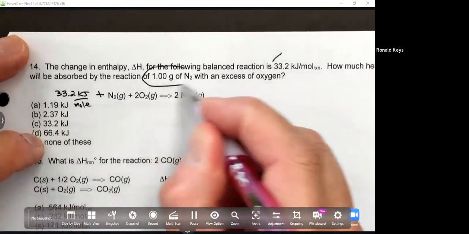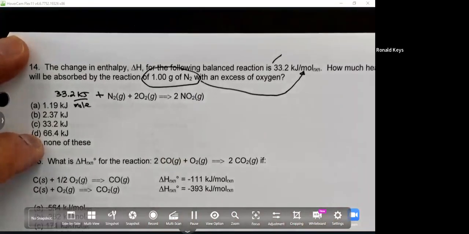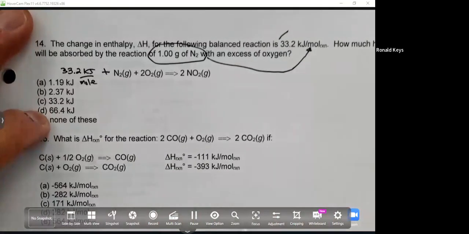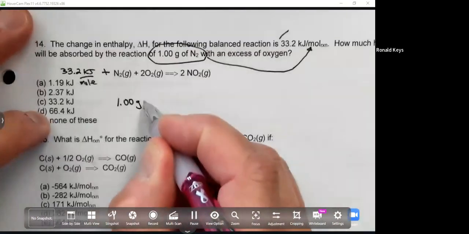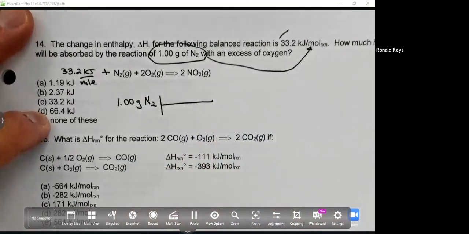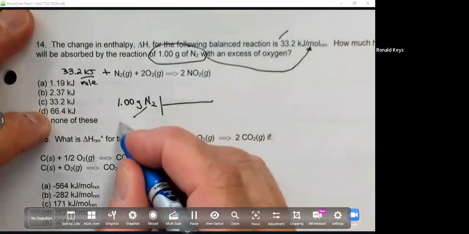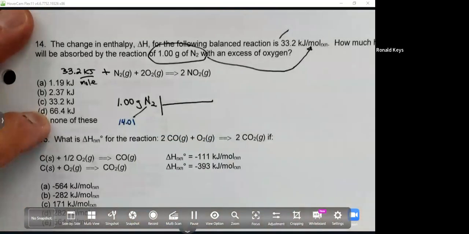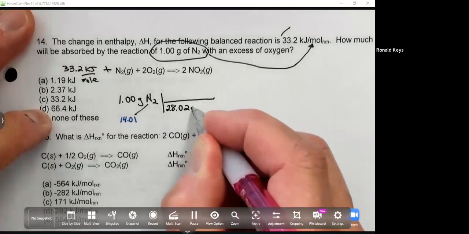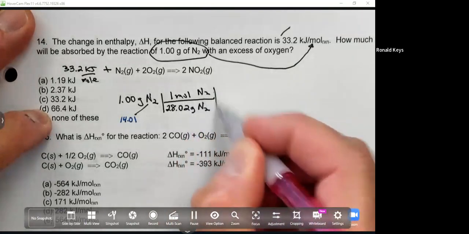Well, here's my connection. I've got grams here and I've got moles here. So the very first thing I'm going to do is, I see grams on this page, I'm going to convert it to moles. So we've got 1 gram of nitrogen. Each nitrogen is 14.01, so 28.02 grams of nitrogen per 1 mole of nitrogen.